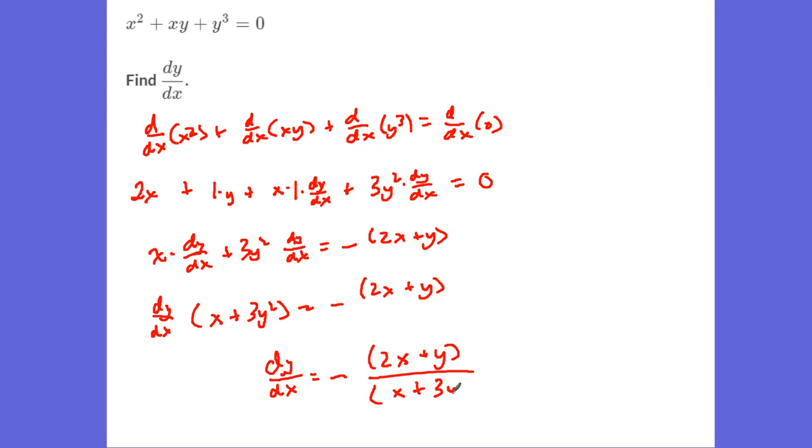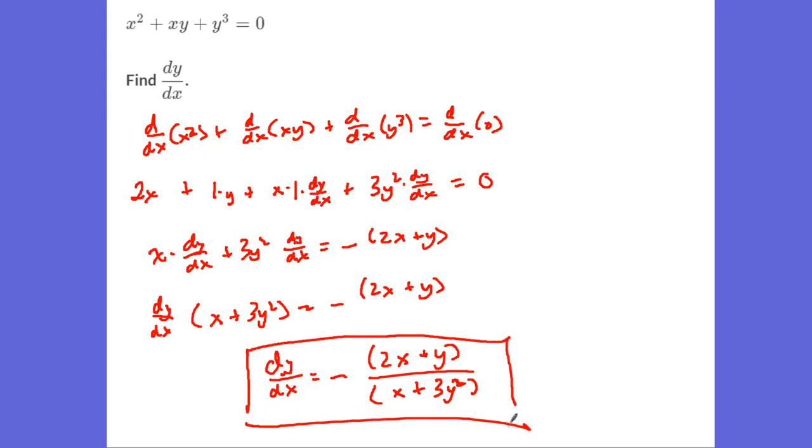So what do you want to do? You want to take the derivatives of every single thing. You might have to use the product rule. Not forgetting when you take the derivative of any y, it needs to have dy over dx with it. Group your dy over dx's together, factor your dy over dx out, get everything over to the other side algebraically, and that would be the slope at every single point.